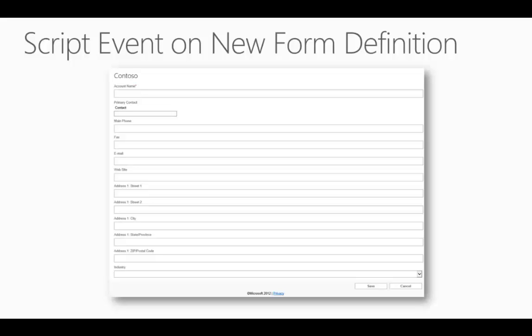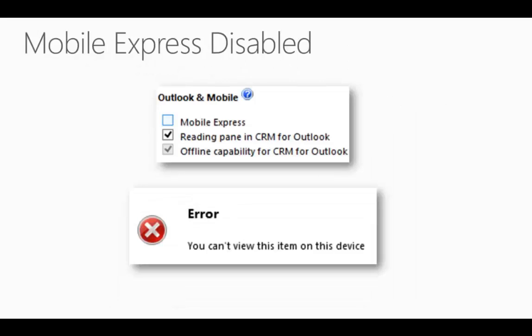However, the classic edit form mode is not supported in the iPad experience. As a result of this functionality, you will be redirected to the Mobile Express form instead. The screenshot in this slide illustrates this behavior on the account form. However, if Mobile Express has been disabled for the entity, you will be presented with a message that states that you cannot view this item on this device.